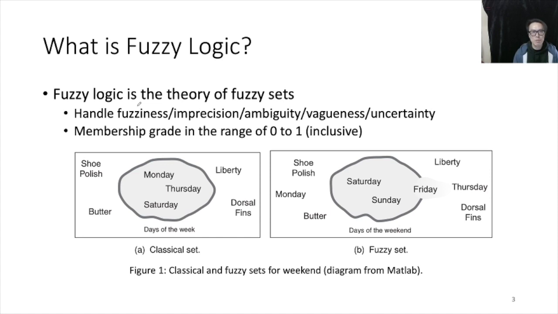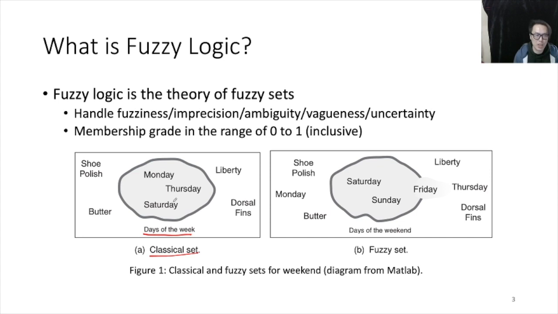Now, a few examples, with diagrams from the MATLAB webpage. For example, if we would like to define the days of the week using a classical set, that means we only have 0 and 1, no other values. A day either belongs to the week or it does not. So Monday, Thursday, Saturday, and the other days of the week are within this boundary.